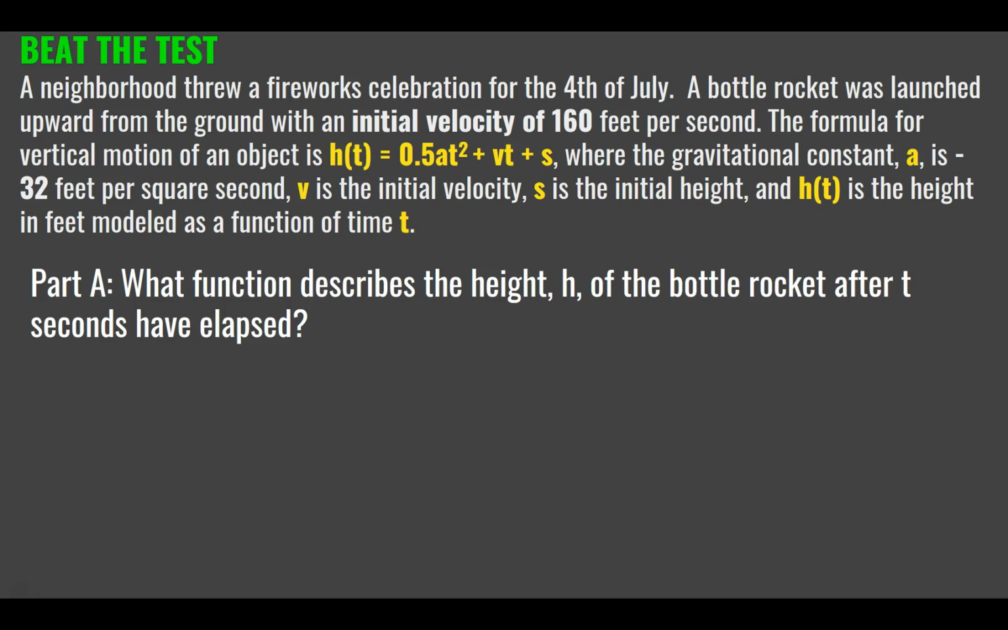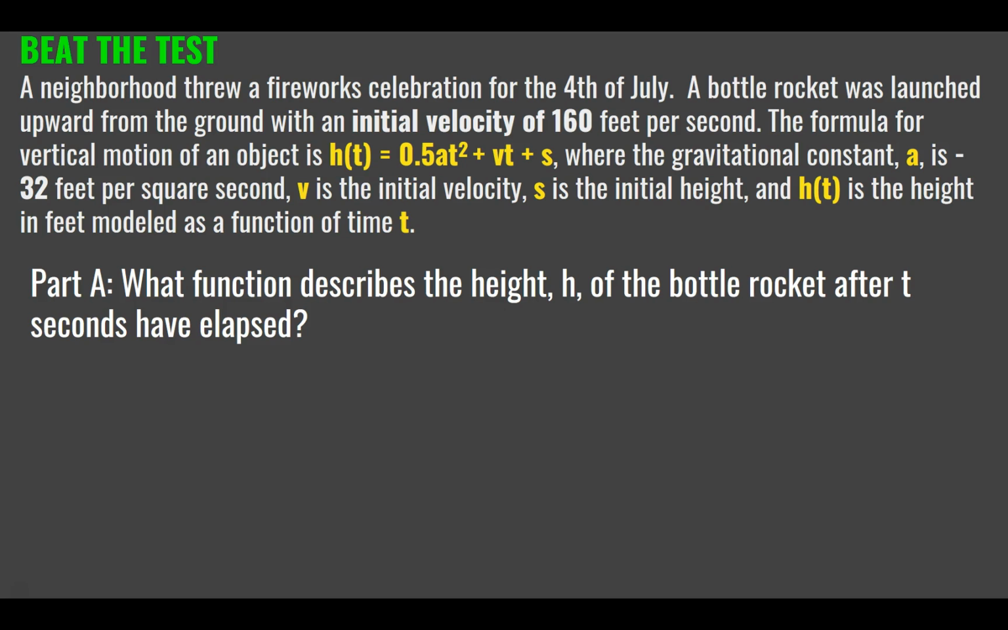A neighborhood through a fireworks celebration for the 4th of July. A bottle rocket was launched upward from the ground with an initial velocity of 160 feet per second. The formula for the vertical motion of an object is 0.5at squared plus vt plus s, where the gravitational constant a is negative 32 feet per square second, v is the initial velocity, and s is the initial height. And h of t is the height in feet modeled by the function of time t.